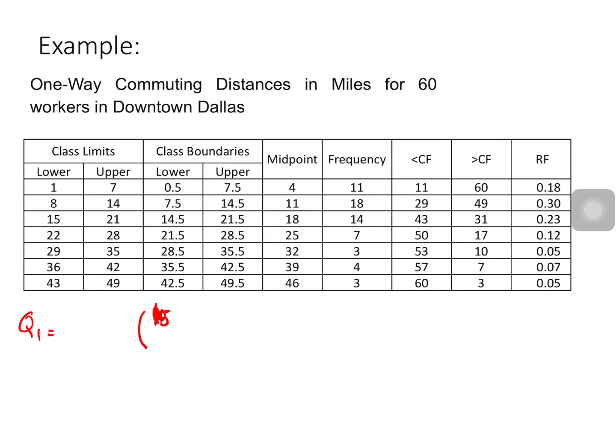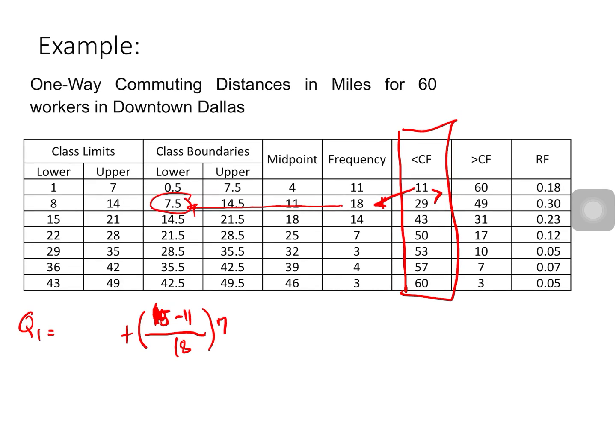Okay, so 15, we need to locate 15 here. 15 is in between 11 and 29. So 15 minus 11, the value above, divided by the frequency below, which is 18, multiplied by 7, the class width, plus the lower class boundary of 7.5. And this is equal to 9.06.